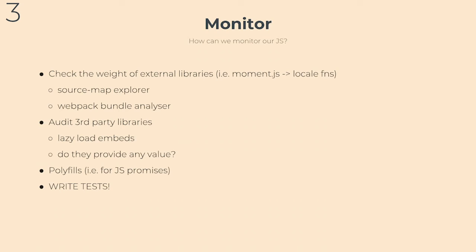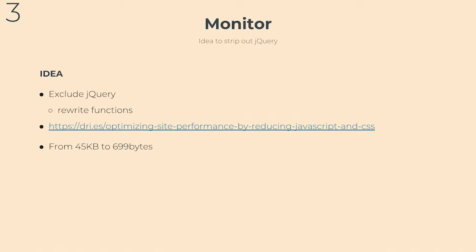here's an interesting thing that Dries posted a couple of months ago. So basically for his blog, he was still using jQuery. So we all know jQuery is an old library, and the code is quite big. So if you're just using jQuery to write some functions or to have some customizations, you can rewrite it in native JavaScript. And by doing that, he decreased the size of his JavaScript quite drastically. So it went from 45 kilobytes to just 700 bytes.